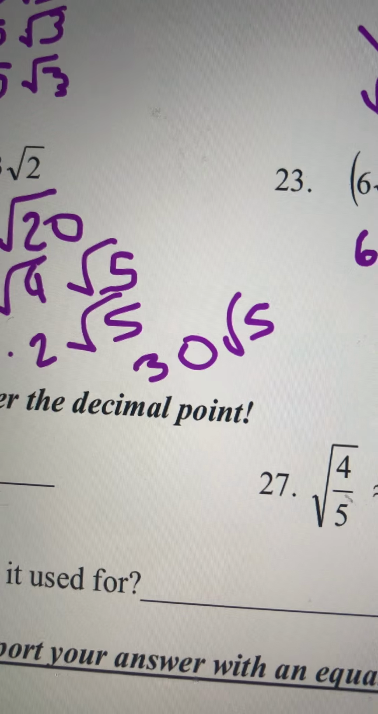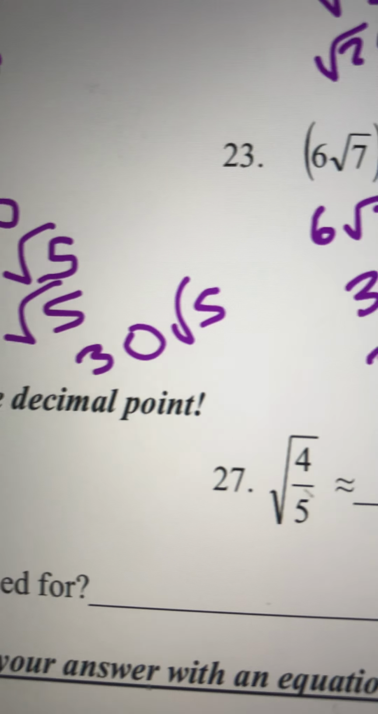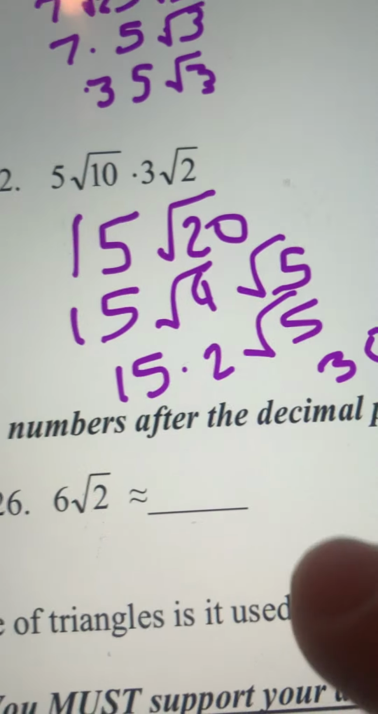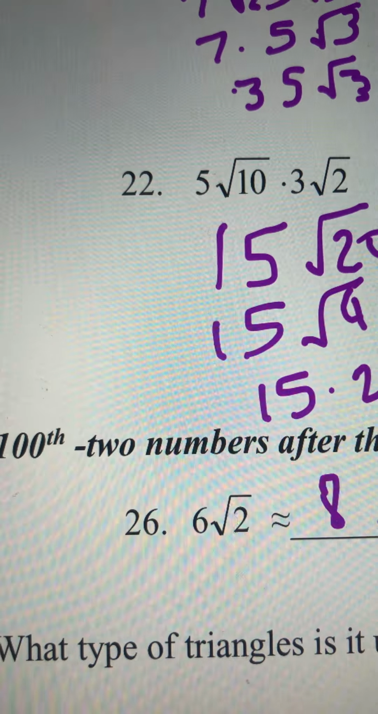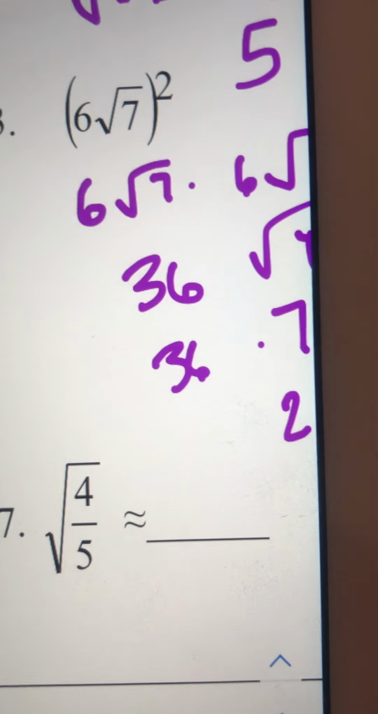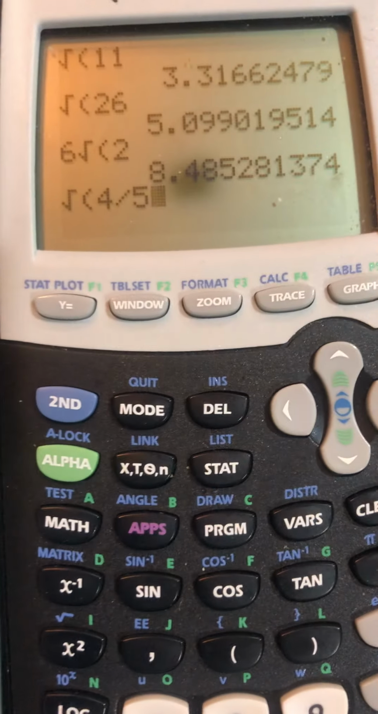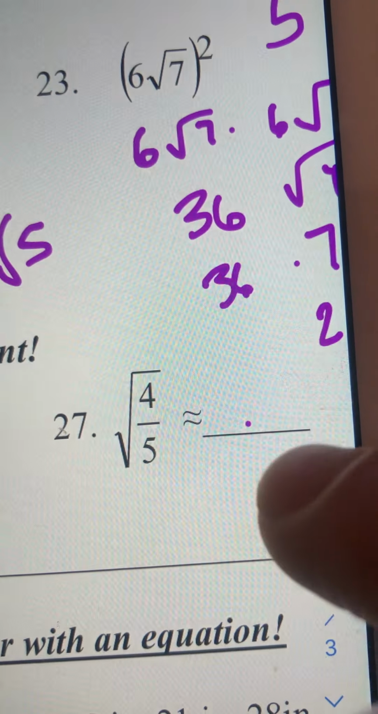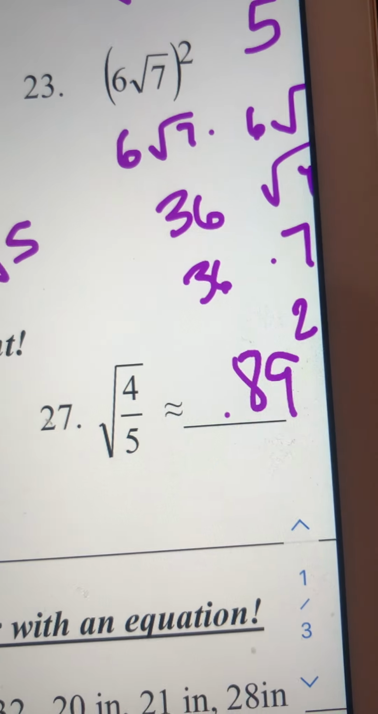If you have a number in front, like 6 root 2, no biggie. You just type it in your calculator. 6 root 2 is going to be 8.49. And then this one here, square root of 4/5, square root of 4 divided by 5. And I don't even have to close the parentheses. The calculator knows it would be 0.89. So square root of 4/5 is 0.89. Perfect.